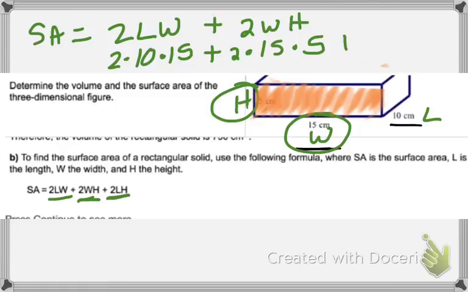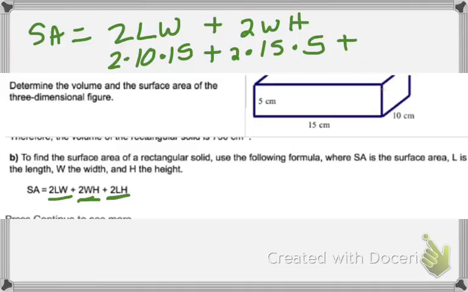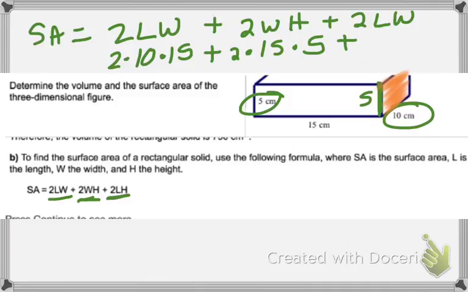And then finally, the last part of the formula is 2 times length times height. So the length is 10, the height is 5. If the height over there is 5, that means that the height over here is 5 also. So what it's really asking you to do is find the area of the side of the box by doing 5 times 10. If the area of one side of the box is 5 times 10, the area of the other side of the box is 5 times 10 also. So that is where you're multiplying by 2 as well.